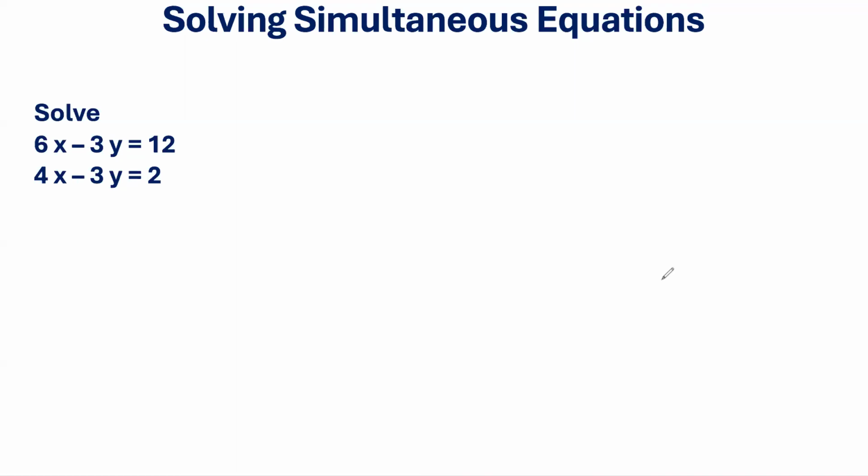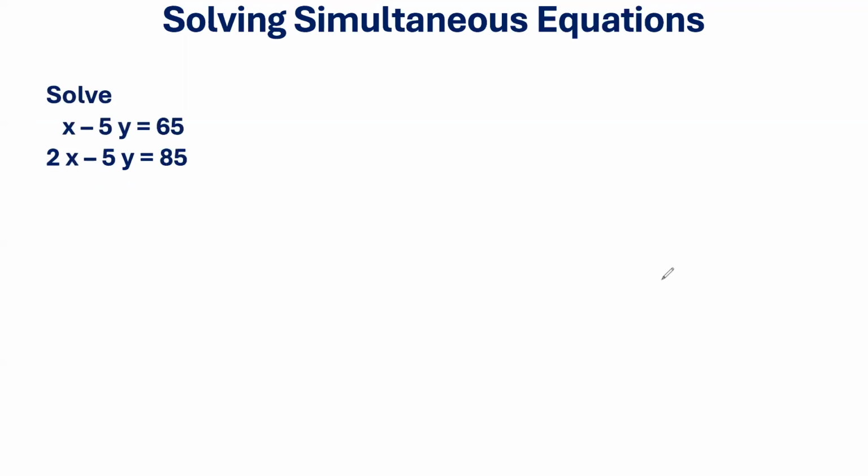Next question is, x minus 5y equals 65, 2x minus 5y equals 85. Equation number 1 and equation number 2, the two simultaneous equations are given to you. Let's try to solve equation 1 and equation 2.